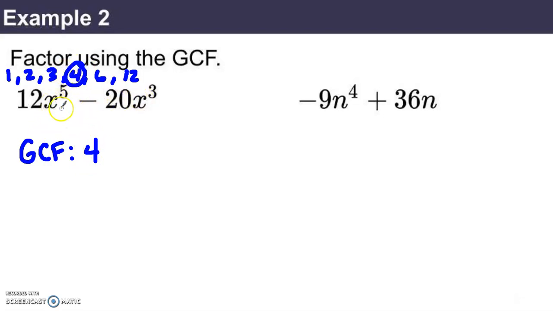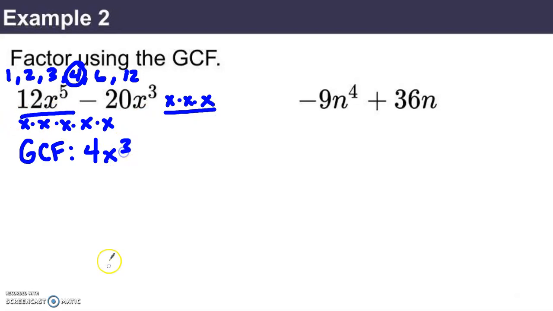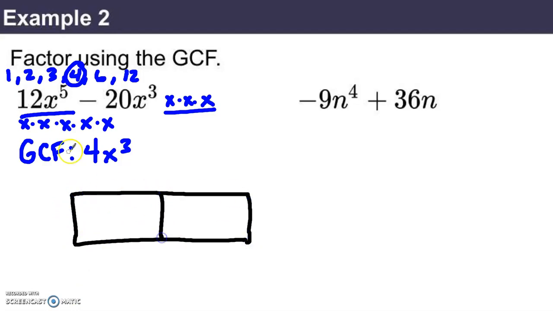So now let's think about the x's. x to the 5th here would look like x times x times x times x times x. But x cubed would be x times x times x. I think I can take x cubed. And to factor this using the greatest common factor, let's think about writing a multiplication problem where the answer is 12x to the 5th minus 20x cubed, and one of the factors is my greatest common factor, 4x cubed. What would the other factor be?